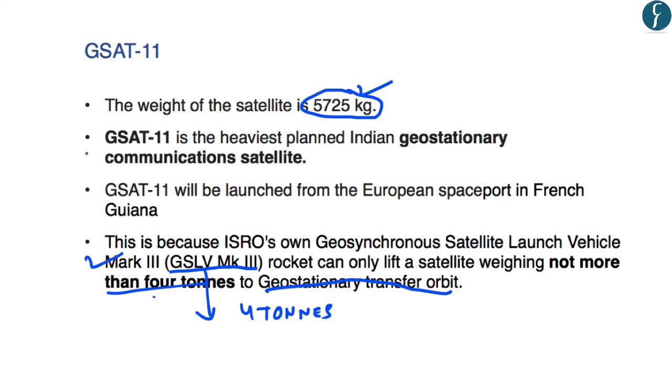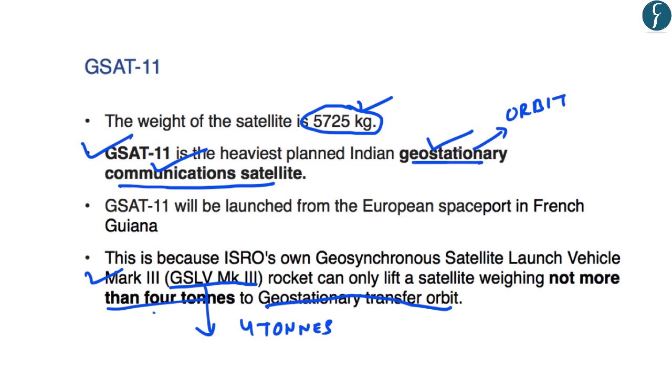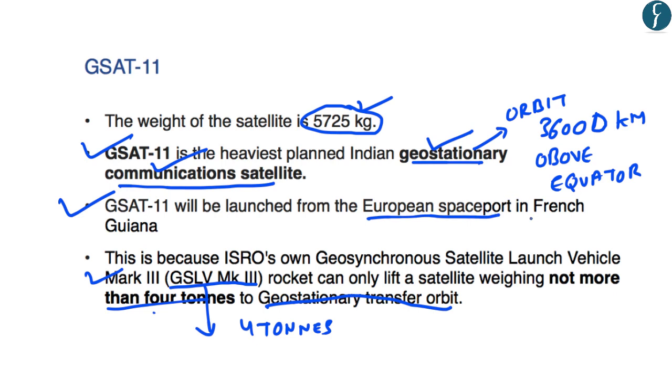And GSAT-11 is the heaviest planned Indian geostationary communication satellite. So all these facts are important, that it is a geostationary satellite and it is a communication satellite as well. And we know that geostationary satellites are put in geostationary orbit, and this orbit lies at a distance of 36,000 kilometers from the equator, and it lies directly above the equator. So the important facts are that the weight of the satellite is 5,725 kg. And it cannot be launched by the GSLV Mk3. So the GSAT-11 will be launched from the European Spaceport in French Guiana in South America. So all these points are important for us from prelims point of view.